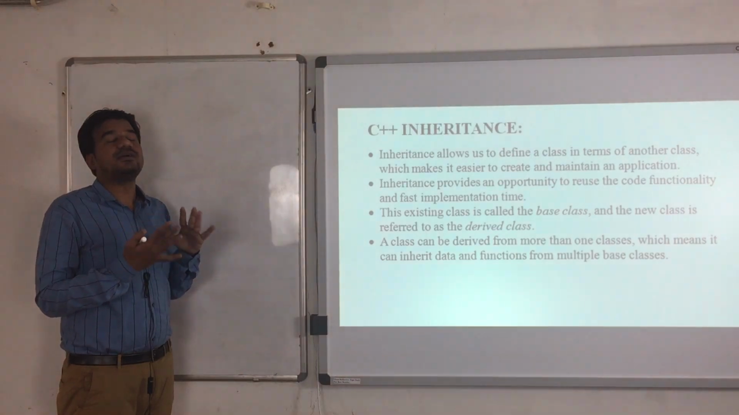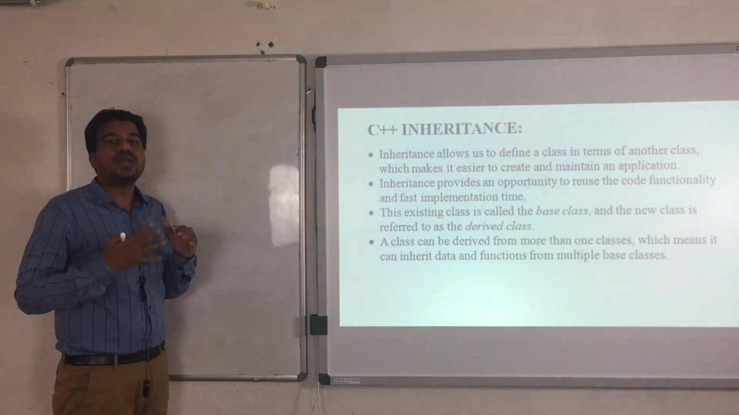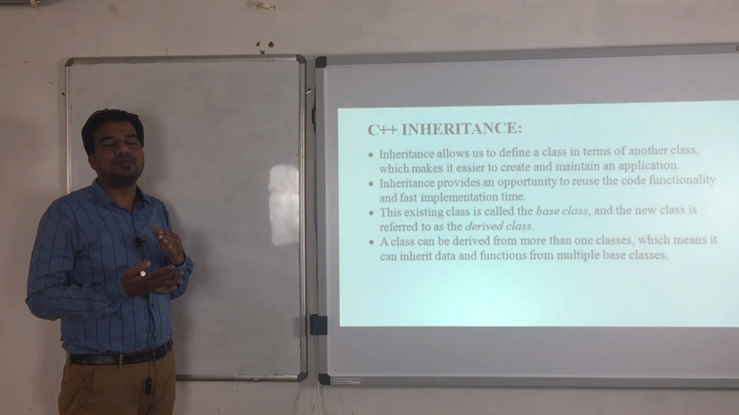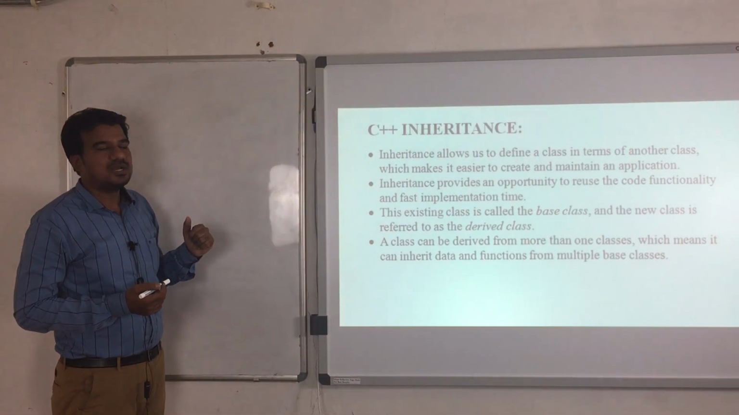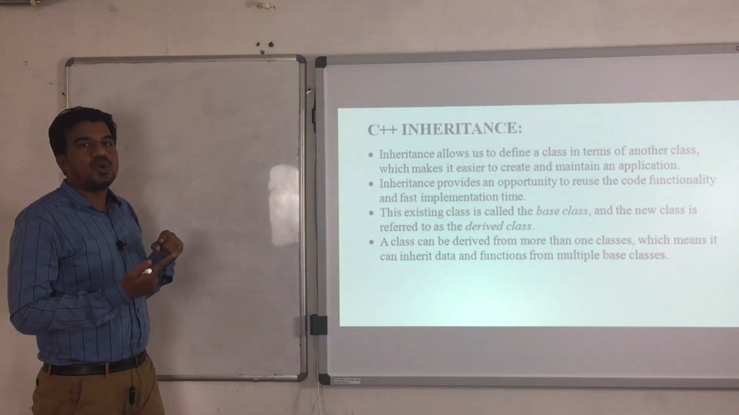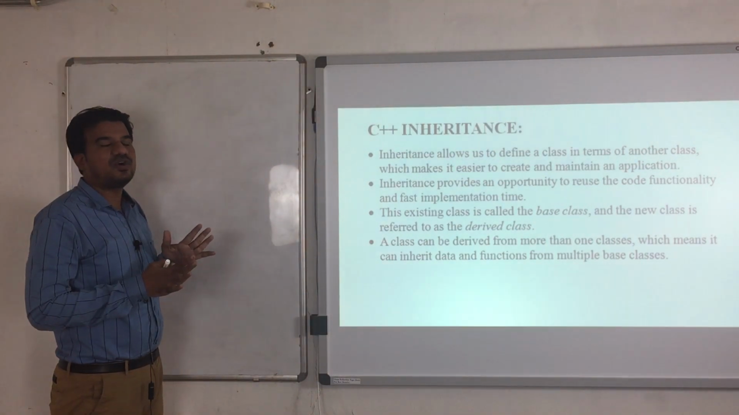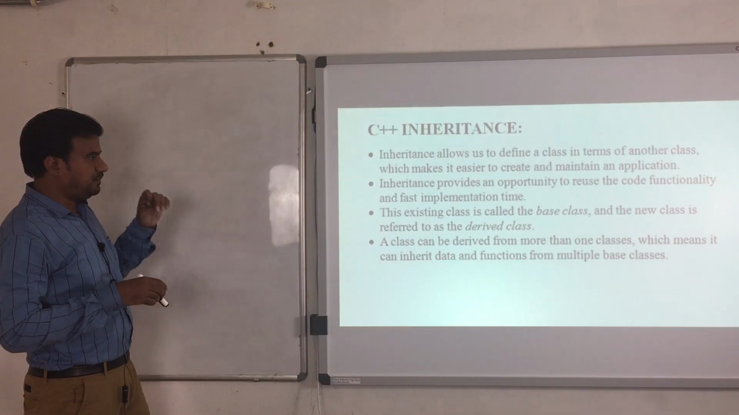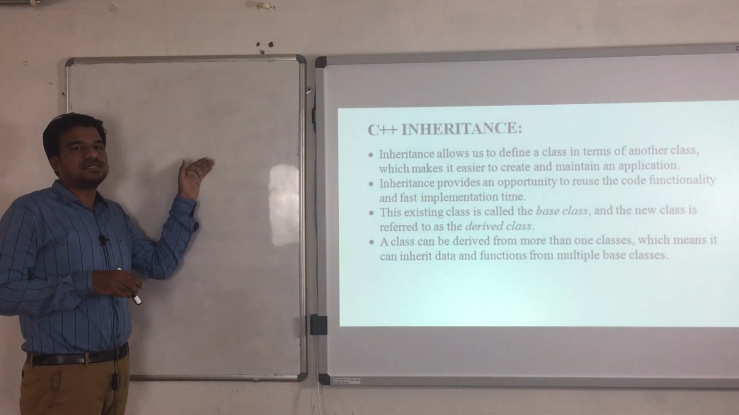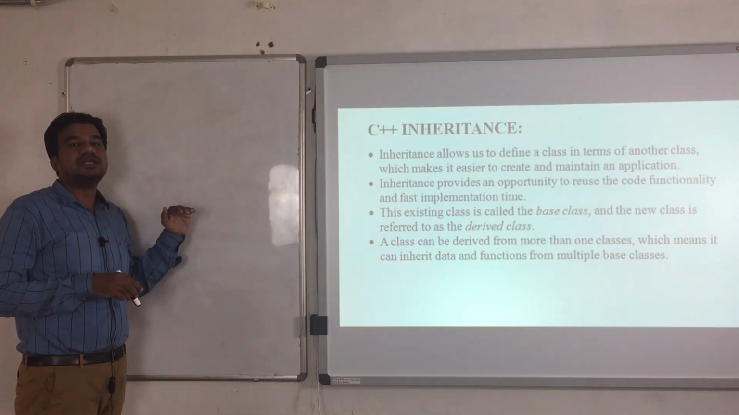And when you are reusing the stuff, the maintenance will also become very easy and you can implement the application very fast. I mean, in a quicker manner, you can easily develop the application. Clear? So inheritance provides an opportunity to reuse the application code or the functionality, whatever you have already defined. So the already existing class, we call it the base class, and whatever new class you are declaring, we call that class the derived class.